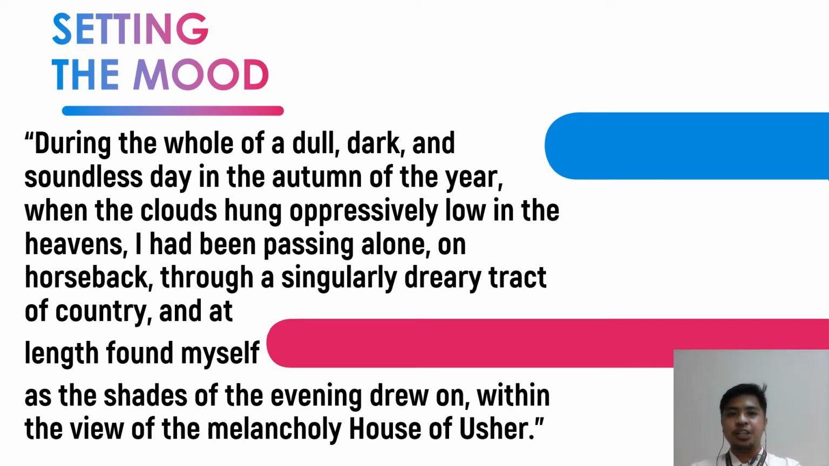Look at the choice of words. Look at his diction. Analyze the diction. Based on the choice of words, Edgar Allan Poe has established an atmosphere that is dark, almost like a horror, almost like a terrifying feeling, because of the words dull, dark, soundless day, the clouds hung oppressively low in the heavens. So it contributes to the mood of the story.